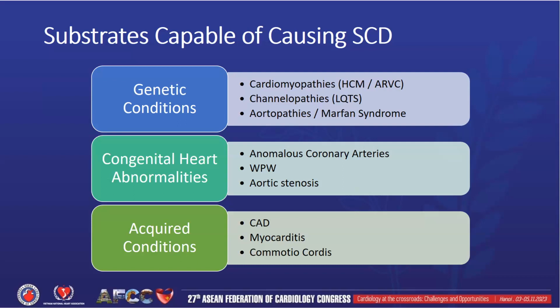There's also some acquired conditions such as coronary disease, myocarditis, or commotio cordis, which is the sudden impact of a hard ball or puck onto the chest wall at just the right timing of the cardiac cycle.